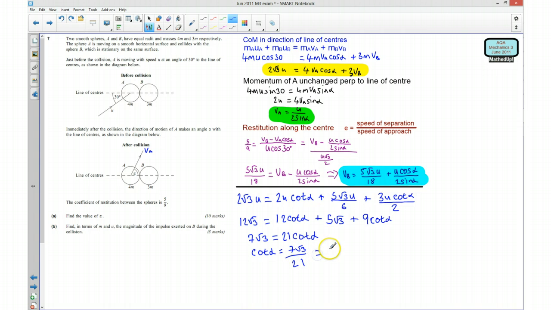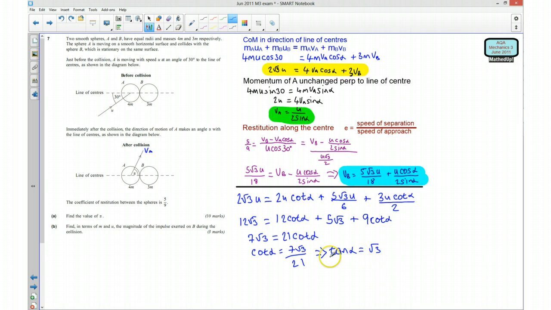Okay, and that means that tan alpha is going to be equal to 21 over 7 root 3, and that simplifies to 3 over root 3, and 3 over root 3 is just going to be root 3. Okay, so this simplifies to 1 over root 3, so tan alpha is just going to be root 3. I hope you're following. I've skipped a step there, but I hope that's okay.